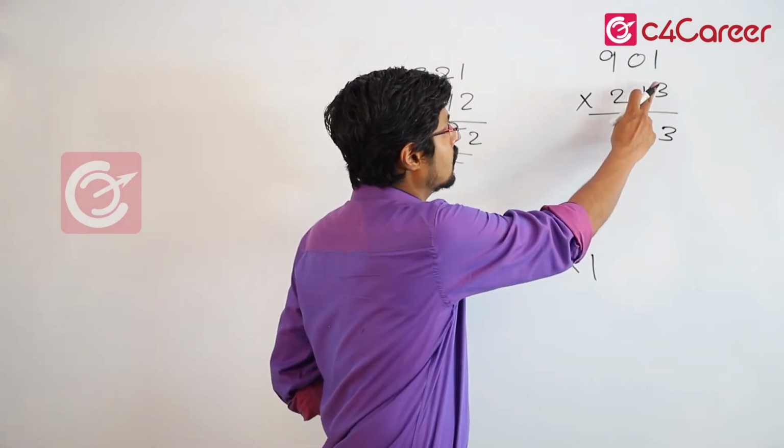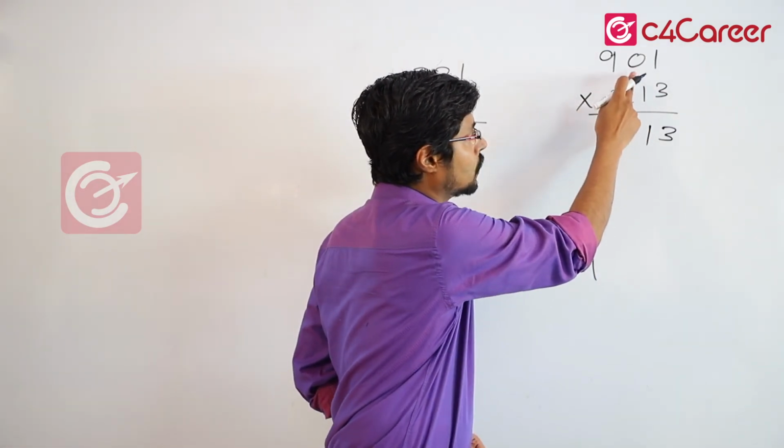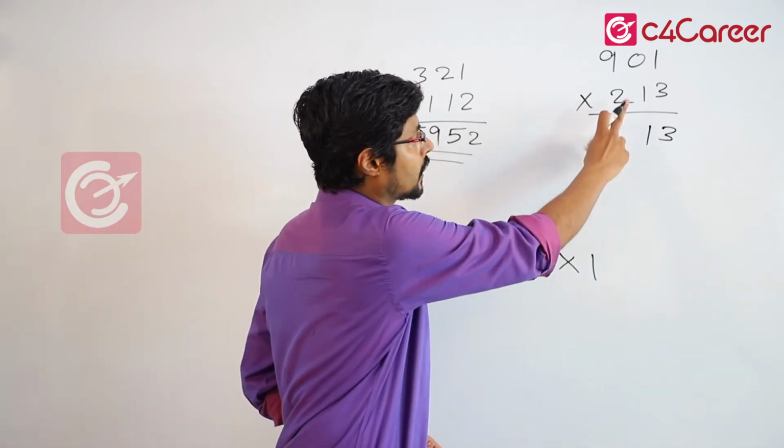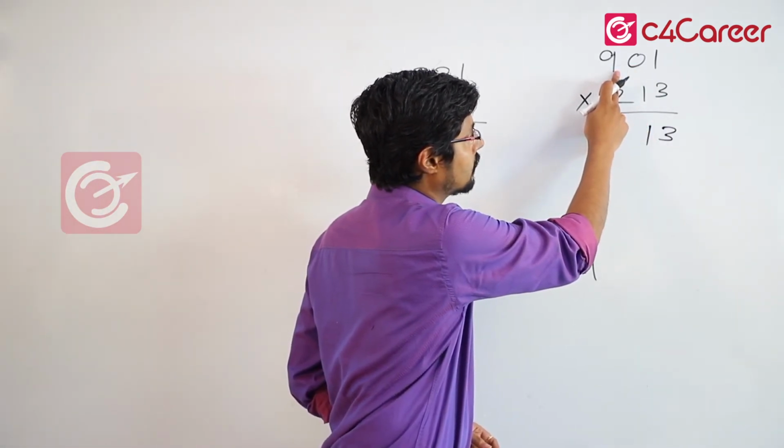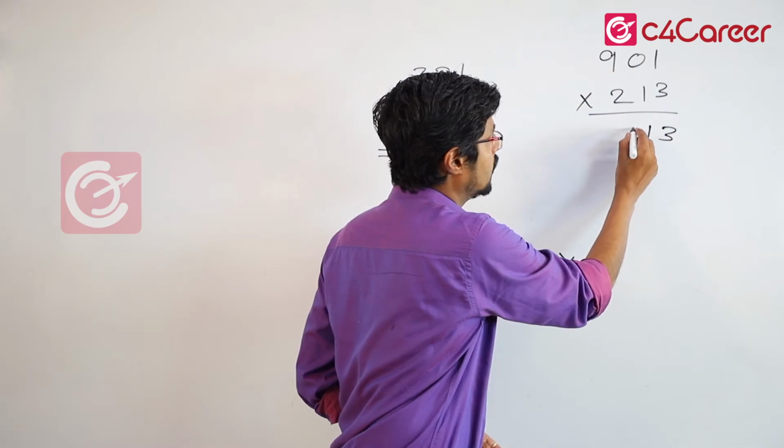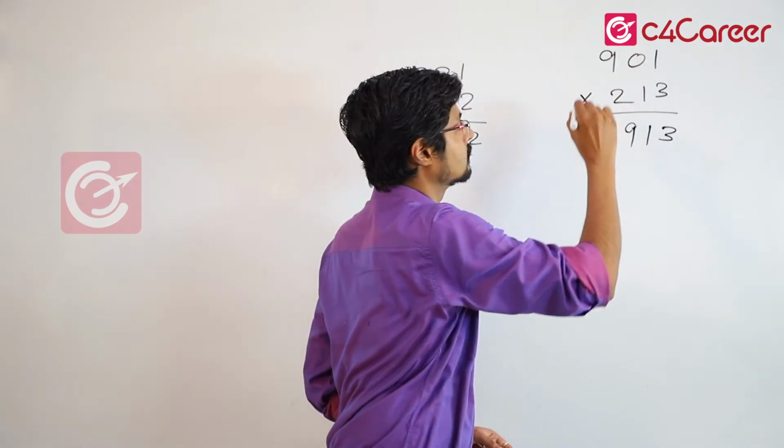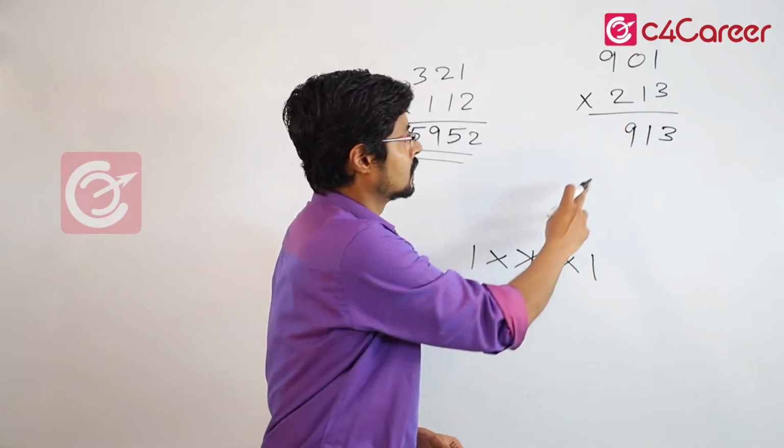Third step, 3 into 9 is 27. This is 0. 0 into 1, so we don't have anything here. 3 into 9 is 27 plus 2. That is 29. 2 is a carry. 3 steps completed.